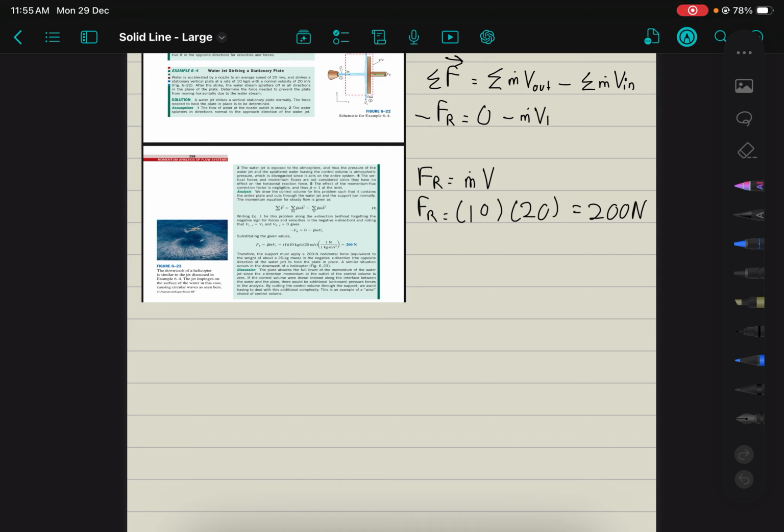Therefore, a horizontal force of 200 newtons acting opposite to the jet direction is required to hold the plate in place. And that's all from me. Thank you.